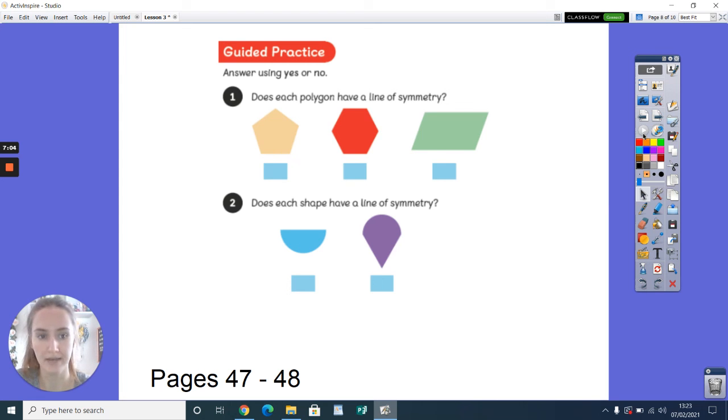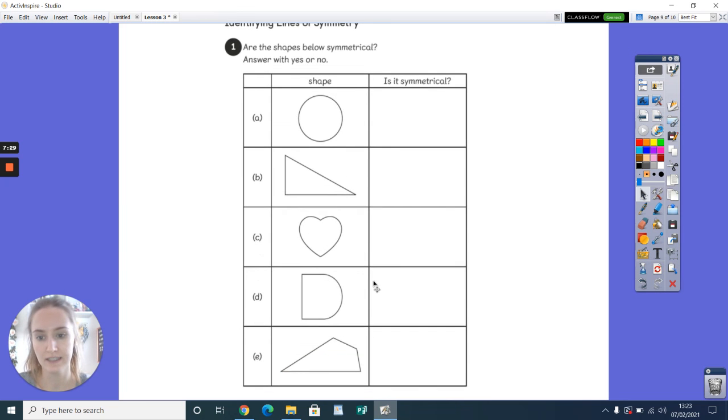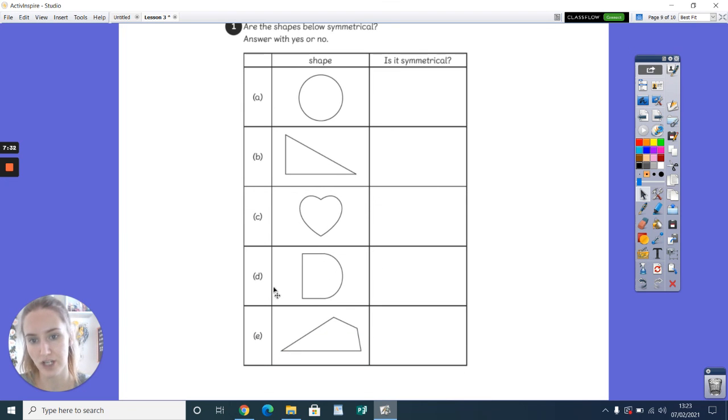When you've done that, in your workbook pages 47 and 48, you will write the short date where it says date, and basically you just have to write yes or no. Is the circle symmetrical? Yes or no. Is this triangle symmetrical? So imagine folding it. Would you be able to fold it in half? Use your mirror to help you with your adult. You've got to position them really carefully to work that out. Is the love heart symmetrical? And are the other shapes symmetrical?